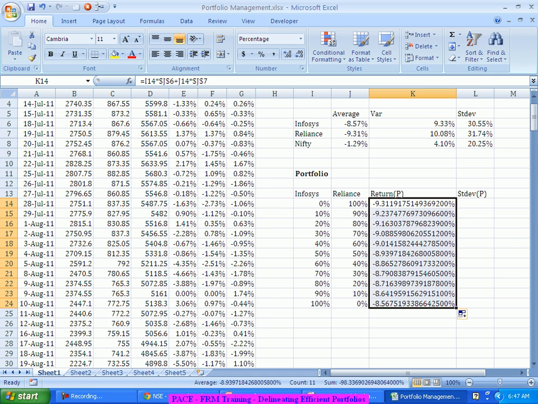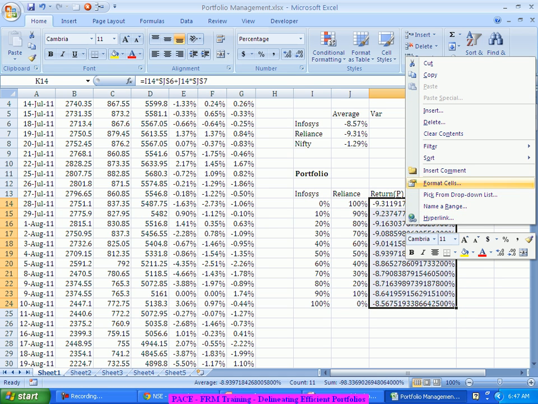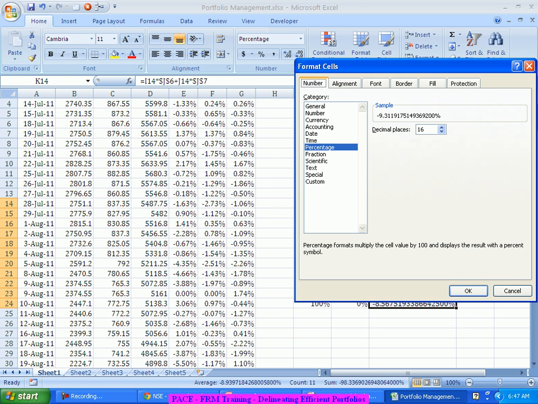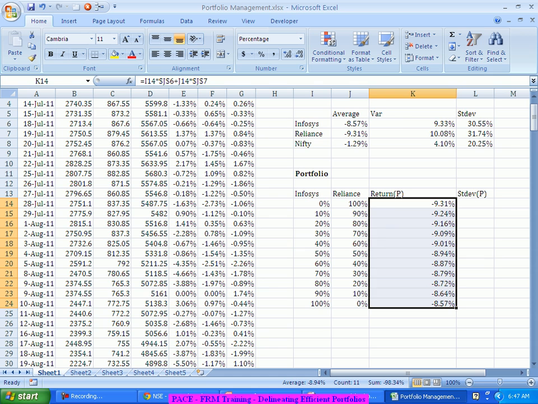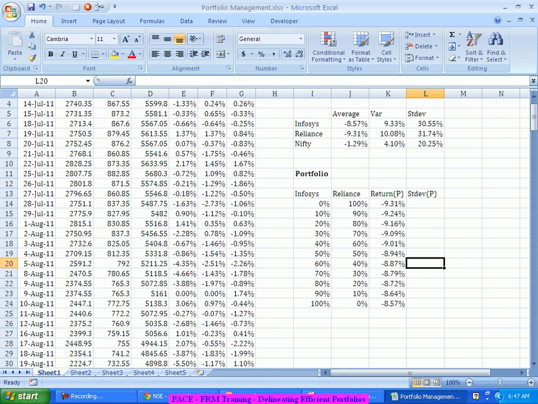Okay, return wise, obviously it will lie between the two values only, because it's a weighted average. A weighted average always lies between the maximum and the minimum values. It cannot go beyond the maximum or below the minimum. So that's where you are seeing that it is lying between minus 9.31 and minus 8.57 only for different combinations.